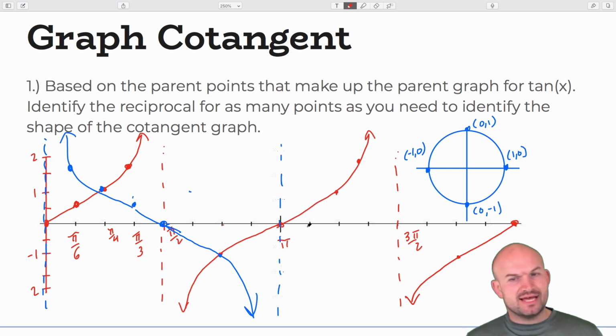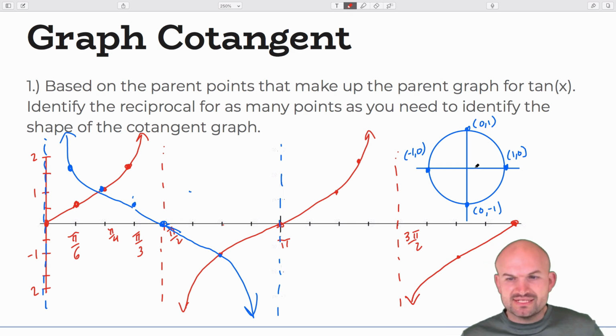And then again, going to pi, just trying to do this initial period here. At pi, again, negative 1 over 0 is undefined. That's why I have an asymptote. So we have an asymptote at 0. We have an asymptote at pi. We know the graph crosses at pi halves, but do we know what this graph is going to look like?